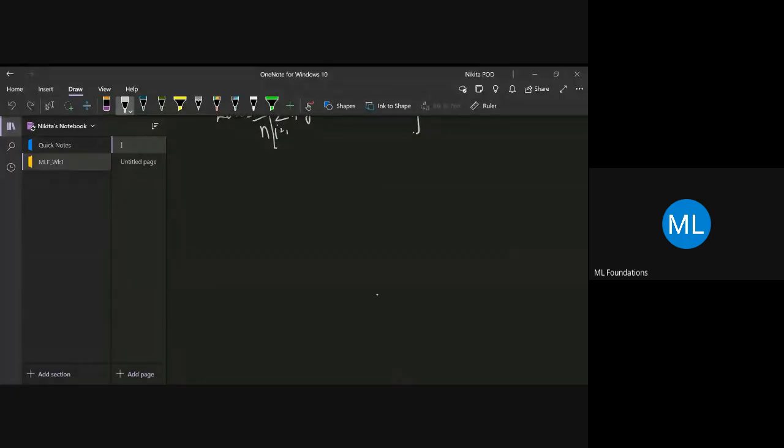Okay, let's say I have these data points: x1, x2, x3, x4. So this x1 is, let's say, 2.3. This x2 is 2.7. This x3 is 4.6, and this x4 is 4.9.